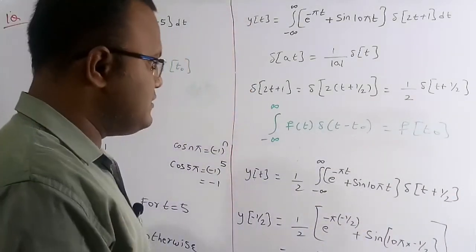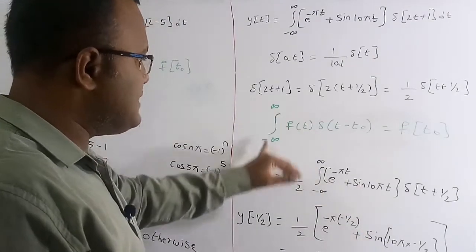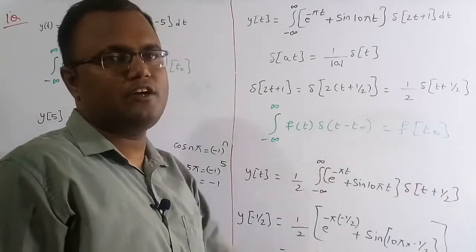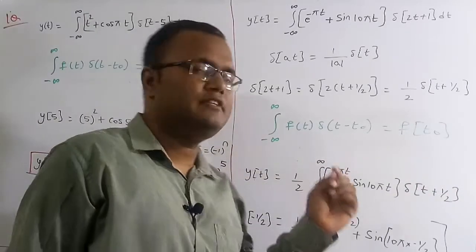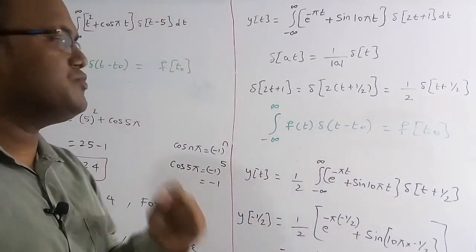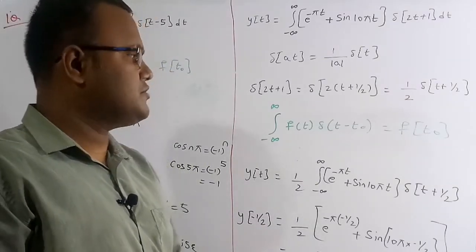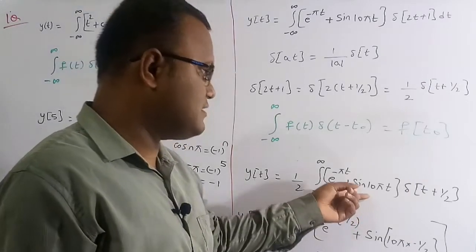If you see carefully, this is also in the same form, which is integration from minus infinity to plus infinity of f of t delta of t minus t naught, which is nothing but f of t naught, because this impulse function is going to have only unit area at only t equal to t naught, and at all other instances its value is 0. So that is the reason, and this is now f of t.